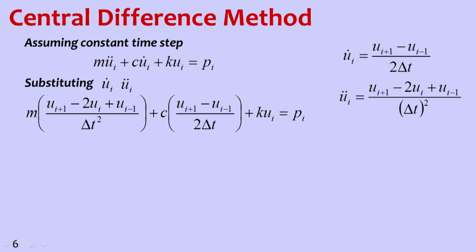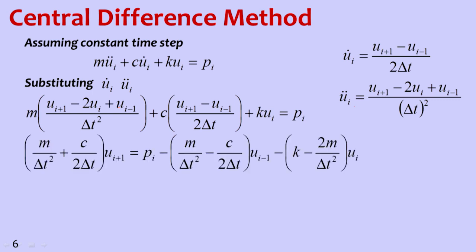Now in this one, how many different displacement values are there? So u i plus 1 is one displacement, u i is another displacement, u i minus 1 is another displacement. So we have 3 displacements in this one. So if we simplify that in terms of the displacements, what we get is, you can see u i plus 1 is here and u i plus 1 is here.